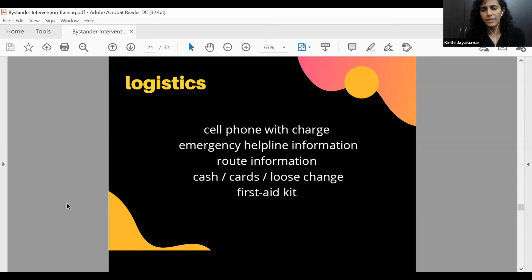Logistics, the very basic nuts and bolts of intervention, really come down to where you are and what you have on your person.